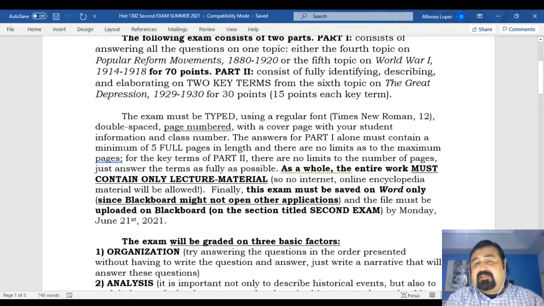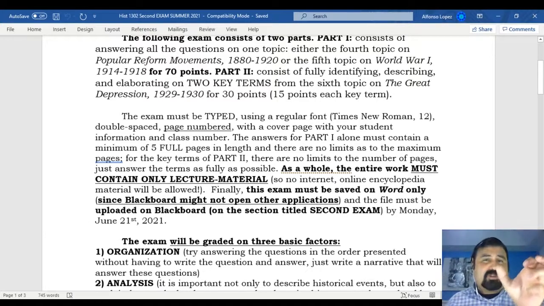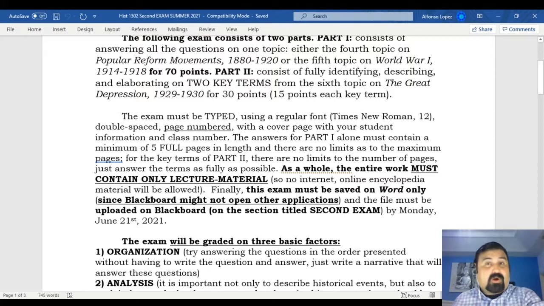At the end, just save all your work, part one and part two, separated by heading. Of course, just indicate where part one and part two are. And for the key terms, if you can also provide an identification of the key term, just write it. Save everything in a single file, whether it's Word or PDF, and upload it on Blackboard by Monday, June the 21st, 2021.